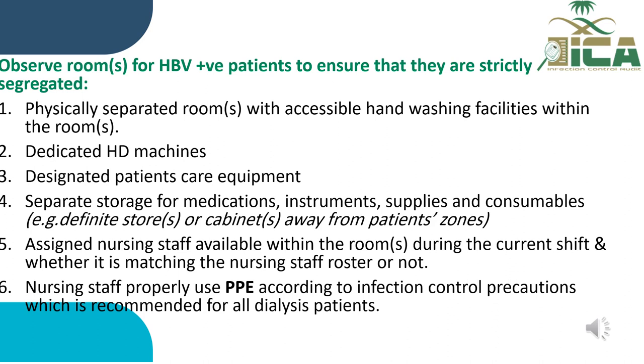Observe rooms for hepatitis B positive patients to ensure that they are strictly segregated. Number one, physically separate rooms with accessible hand washing facilities within the rooms. Number two, dedicated hemodialysis machines. Number three, designated patient care equipment. Number four, separate storage for medications, instruments, supplies, and consumables, for example definite stores or cabinets away from patients. Number five, assigned nursing staff available within the rooms during the current shift, and whether it matches the nursing staff rosters or not. Number six, nursing staff properly use PPE according to infection control precautions recommended for all dialysis patients.